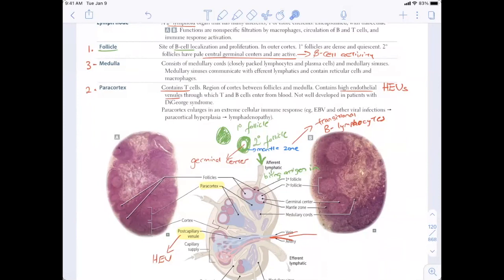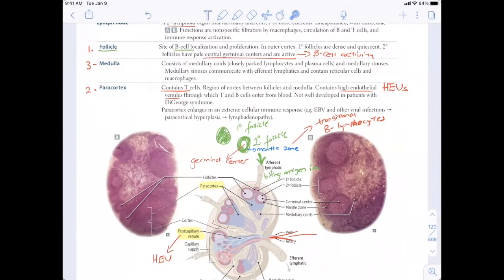All right, so that's your paracortex, okay? And whenever you have an immune response going on, then your paracortex can enlarge, okay? And then you get the lymphadenopathy, okay? Now, keyword here is, this is when you're mounting a cellular immune response. And cellular immune response means that we're using the cells, the lymphocytes, your B or T cells, okay?